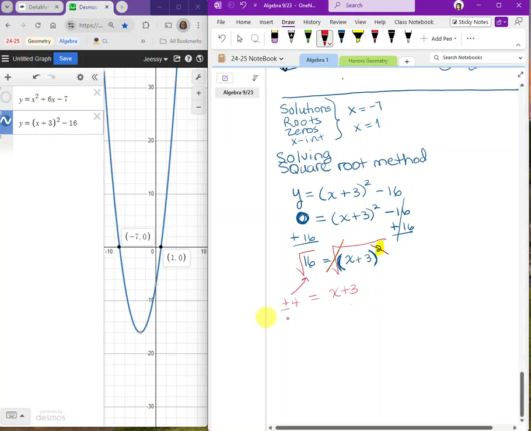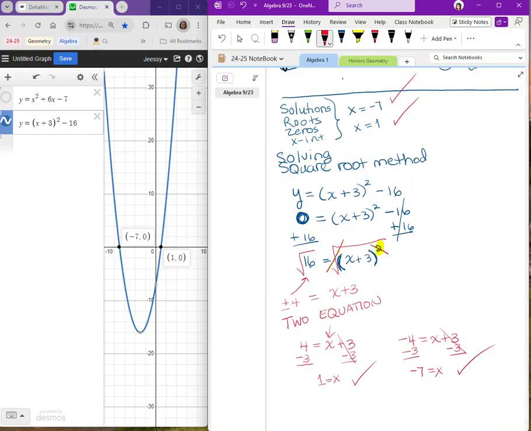So this is actually two equations. 4 equals x plus 3 and negative 4 equals x plus 3. Since we want to solve for x, we're going to do minus 3. We get that x equals 1. Check. And for this one, I'm going to subtract 3. But these are both negatives now, so it's negative 7. And that's the other one.